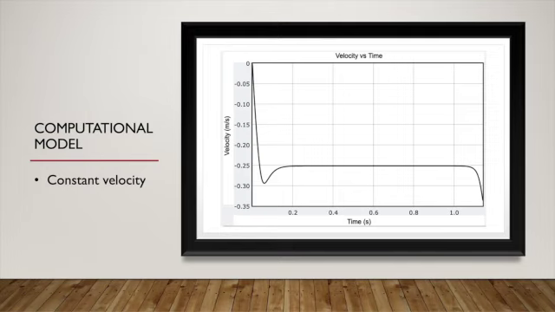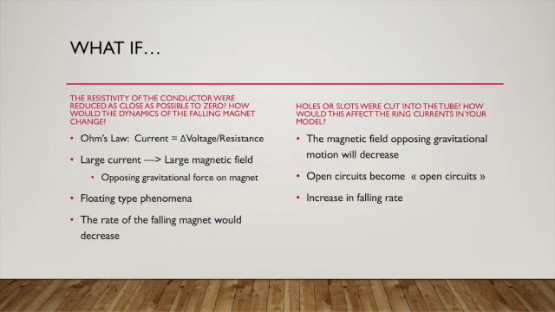As exhibited on the graph, we can see that while the magnet is inside the tube, the velocity is constant and remains there for a total of 1.117 seconds. What if the resistivity of the conductor were reduced as close as possible to zero? How would the dynamics of the falling magnet change?